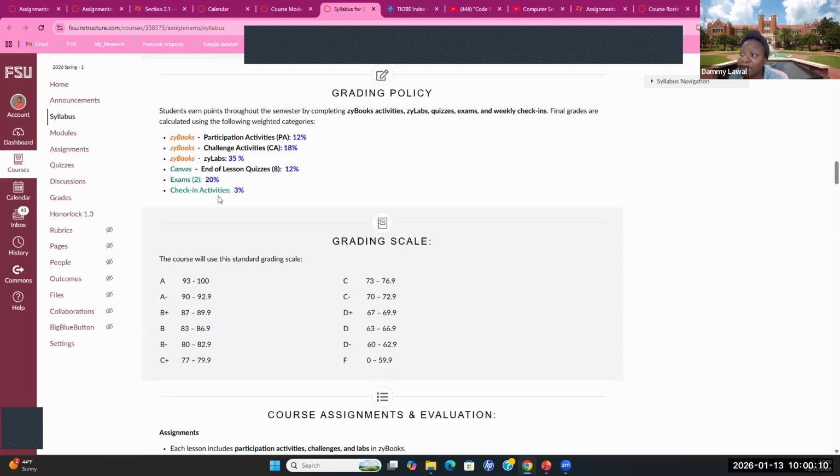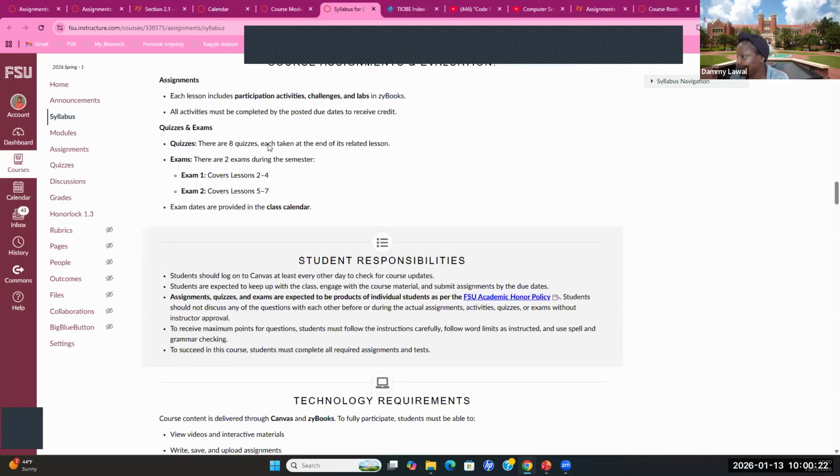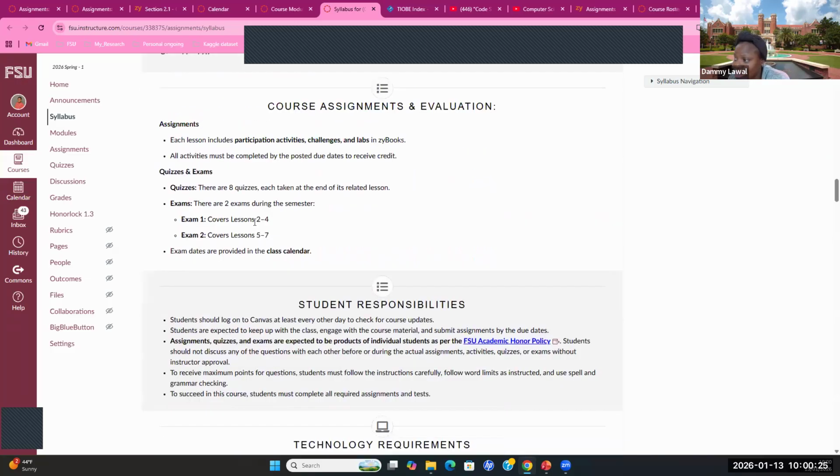Your grading, we discussed this last week, is very important. Zybox is taking more than 50% of your total grade, so it is very, very important for you to be successful in this course. You need your Zybox, please. I discussed this last week. Your exam one covers lesson 2 to lesson 4, and exam 2 is from lesson 5 to lesson 8, or let's say lesson 7, but lesson 8.